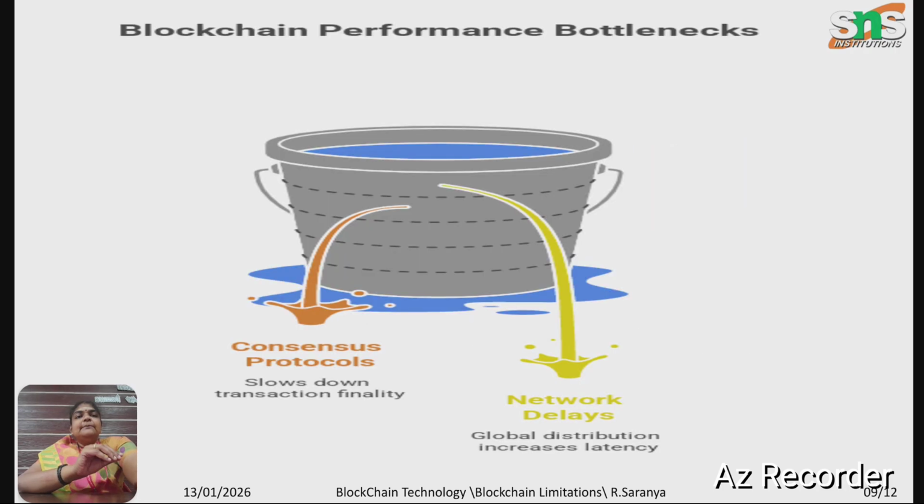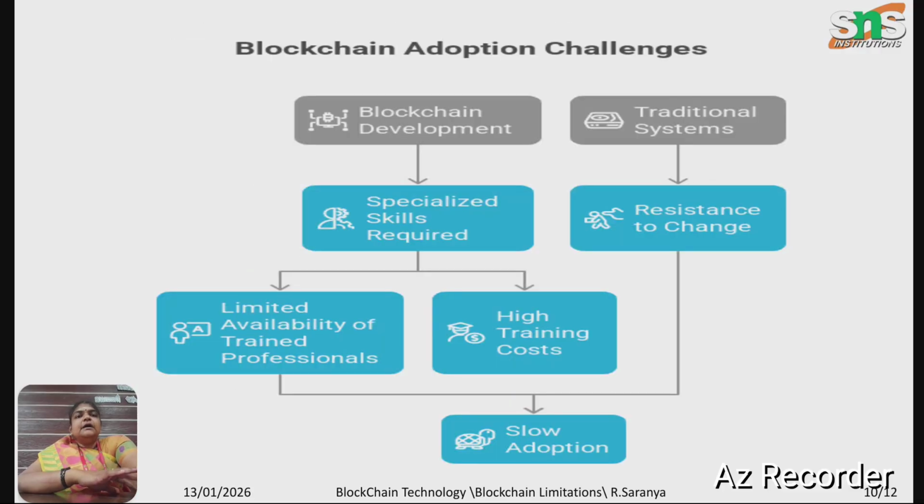Next, there are some performance bottlenecks due to the verification of transactions using algorithms, and because of that we are facing a lot of network delays. So blockchain, we cannot use it independently. Anyhow, we need to adopt that technology into our traditional methods. In that case, specialized skilled persons are required for blockchain integration. As of now we have only a limited number of trained persons, and the training cost is also very high, which leads to slow adoption of this technology.